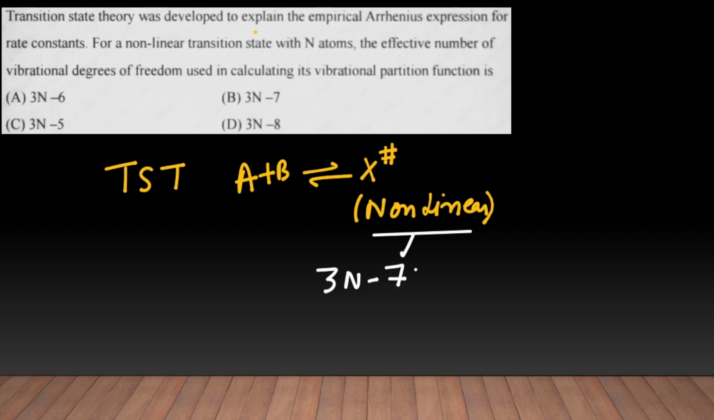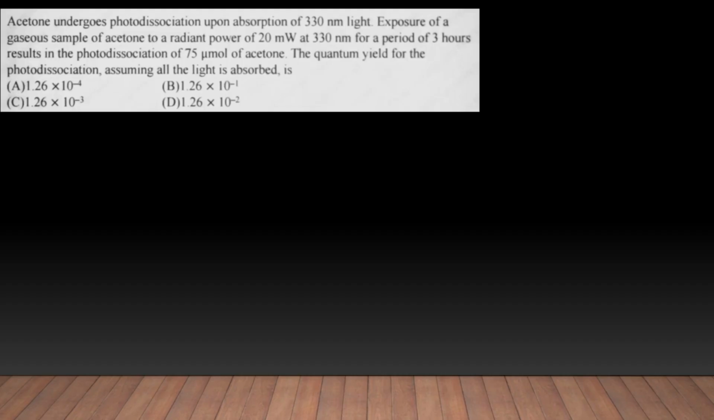Okay, so it is 3n minus 7. If it would have been linear, in that case the number of vibrational degrees of freedom would have been 3n minus 6. Okay, so now it is the non-linear one, so 3n minus 7, that means the B option becomes the correct answer.